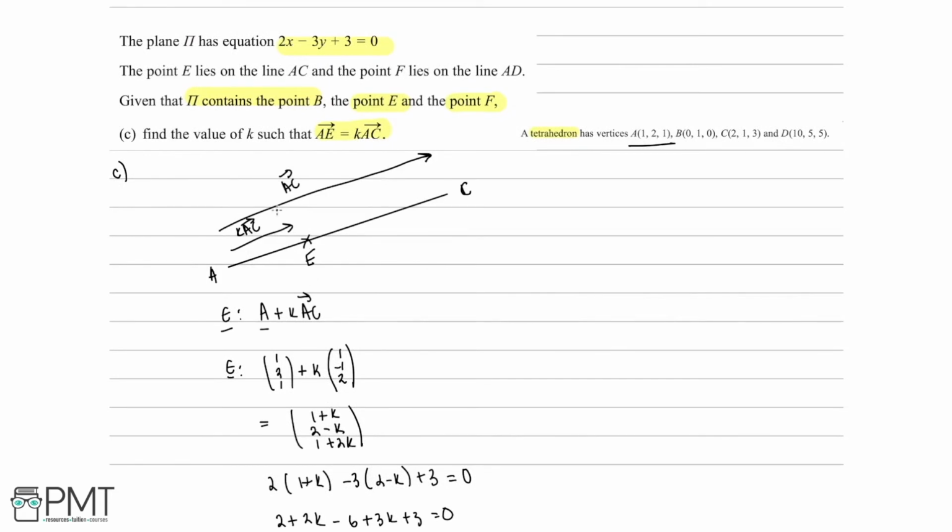We know that AE is equal to KAC, and therefore we get a mark for writing our position vector E as such, 1 plus K, 2 minus K, and 1 plus 2K.